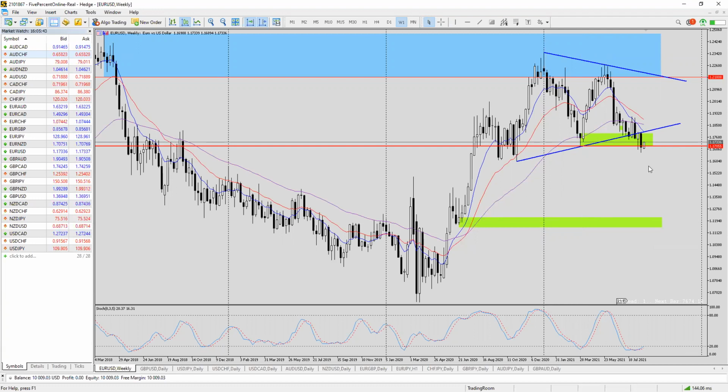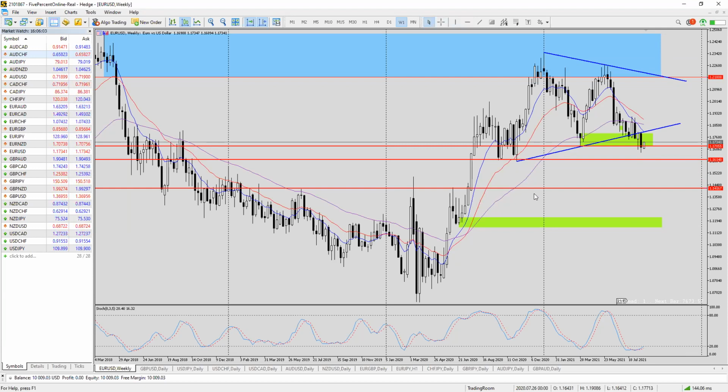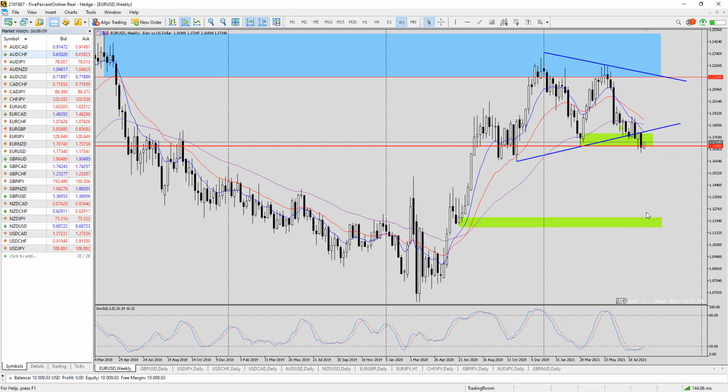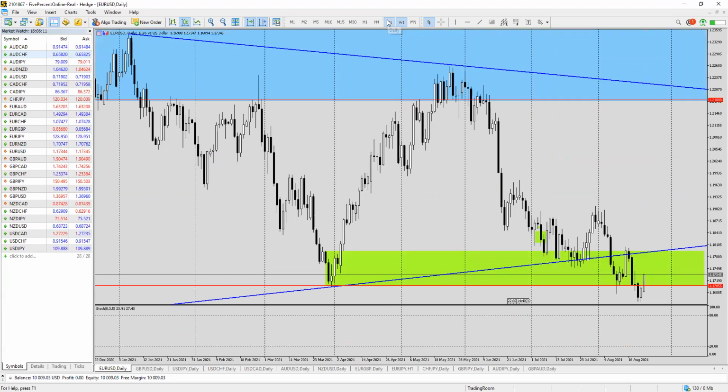But if it happens, first of all, the first level that it needs to break is this level around here. Okay, we can see here previous resistance, but this is strong support. So if it continues lower, first it needs to break this support, and then the way is clear all the way to this area, and then all the way down to the demand zone. Again, it's a matter of weeks, not days.